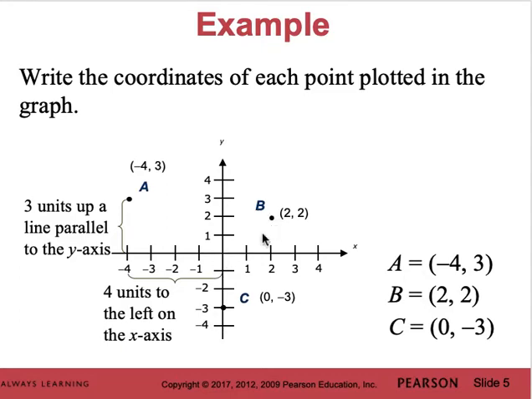So to get to B, start at the center, go over 2 points to the right. So positive 2 is my first number, and I have to go up 2 points. So (2, 2) would give me the coordinate for B. And we can continue the same strategy for finding our other points.